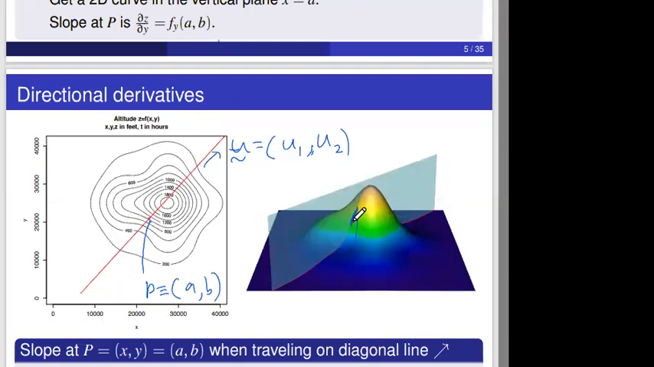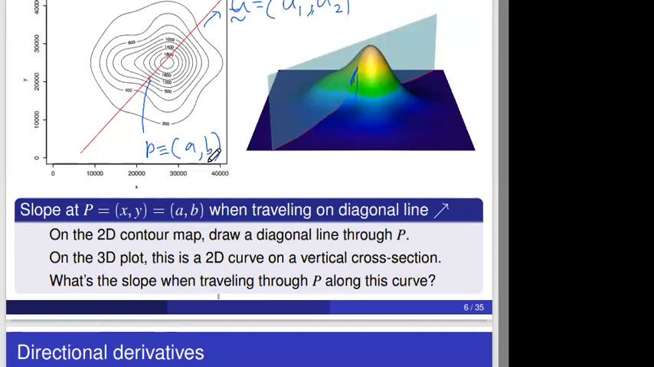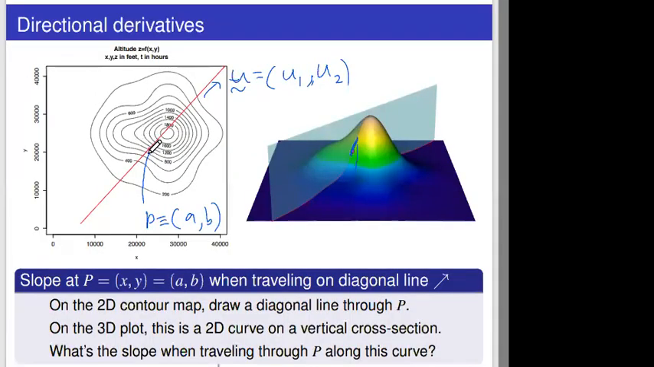So P is given, P is (a, b). P is here, right? And we know the direction is given. This is known and this one is known. Then how do you find the gradient to this curve at this point, which is called the directional derivative? So now we are going to calculate the directional derivative at this point, in this direction.